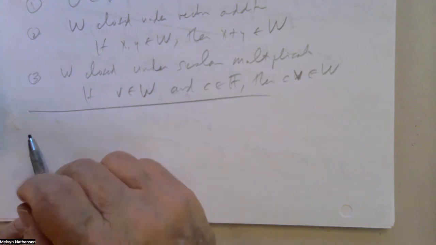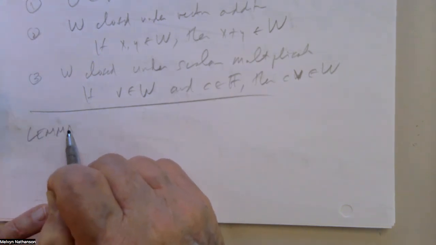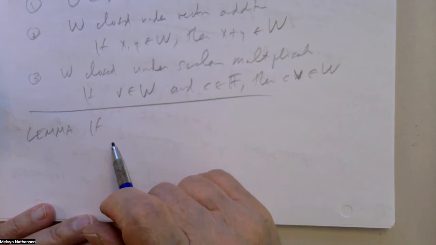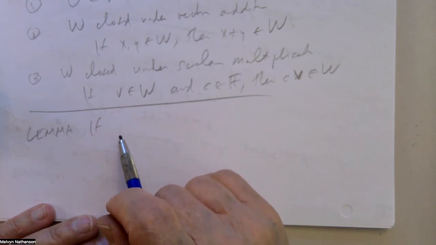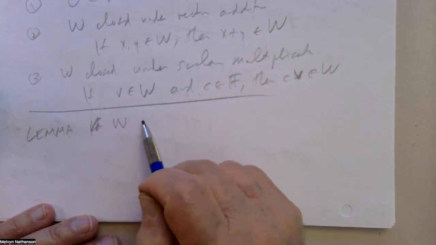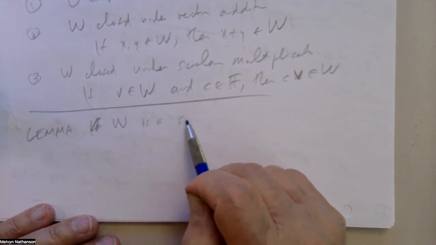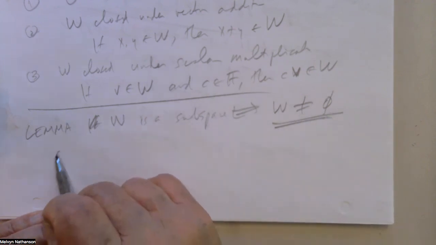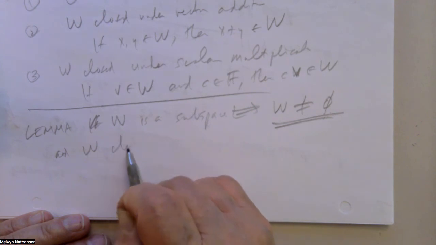And there's a simple lemma which says the following. A subset W is a subspace if and only if W is not empty. So this is the symbol for the empty set. You can see in the appendix. If W is not empty and W is closed under linear combinations.